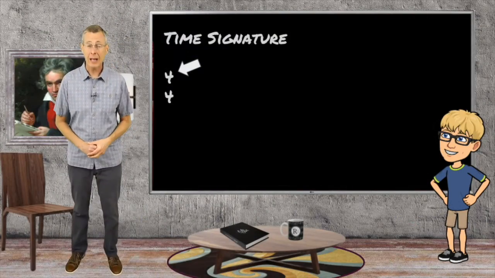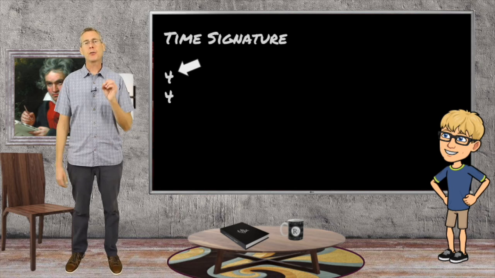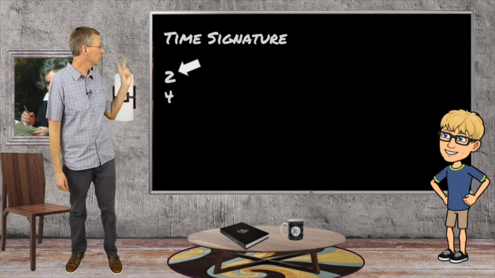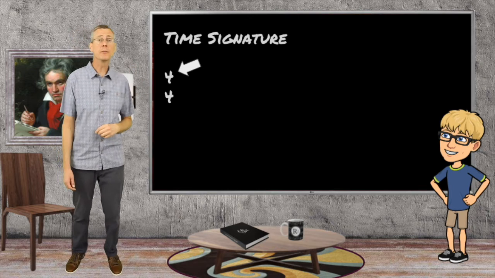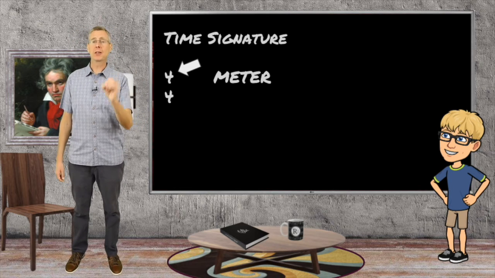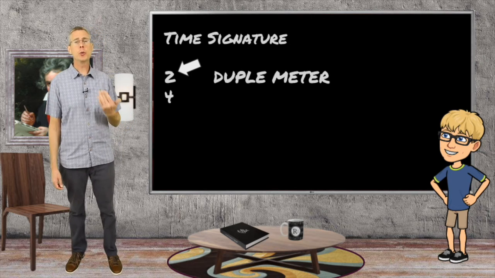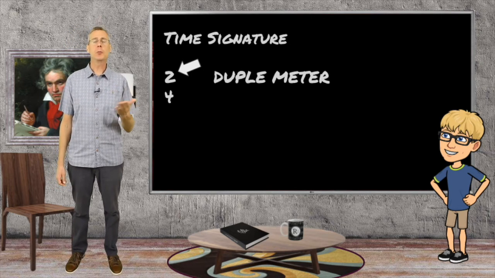Now let's talk about the top number for a little bit. There are 3 numbers you'll often see on the top of the time signature: a 2, a 3, or a 4. And they tell you the meter of the piece of music. Now, 2/4 time is called duple meter because duple means 2.